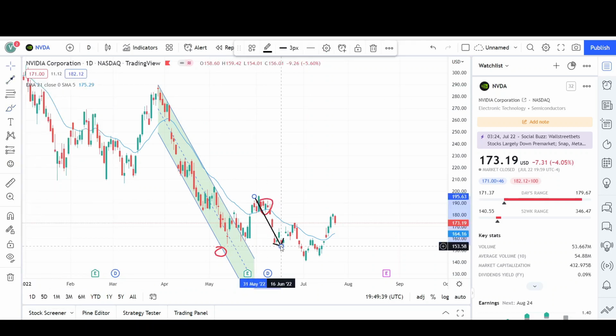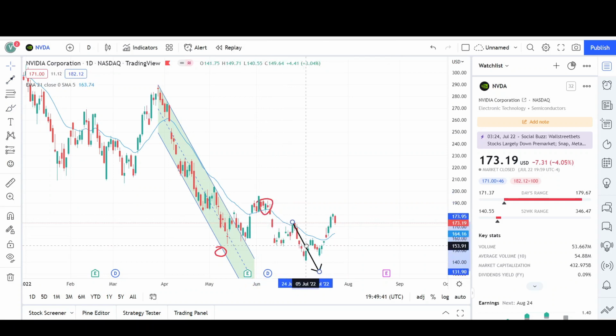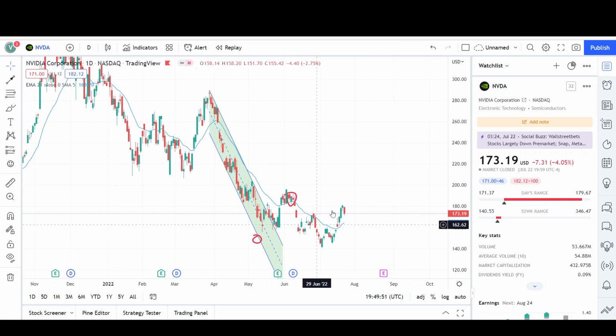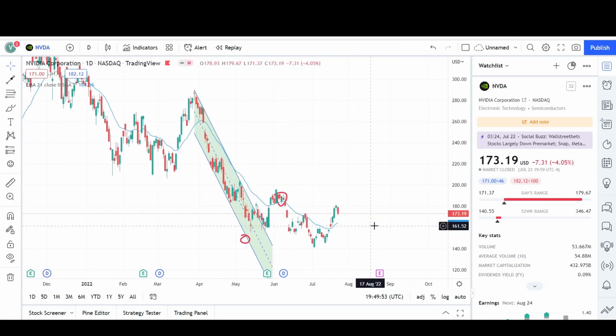We got the first leg right here, and this was the second leg. We did come up a little bit short of the measured move. That's why we saw this massive rally up, but nonetheless it is two legs down, so that's normally what you expect after a channel break, and this is usually the start of a reversal pattern.